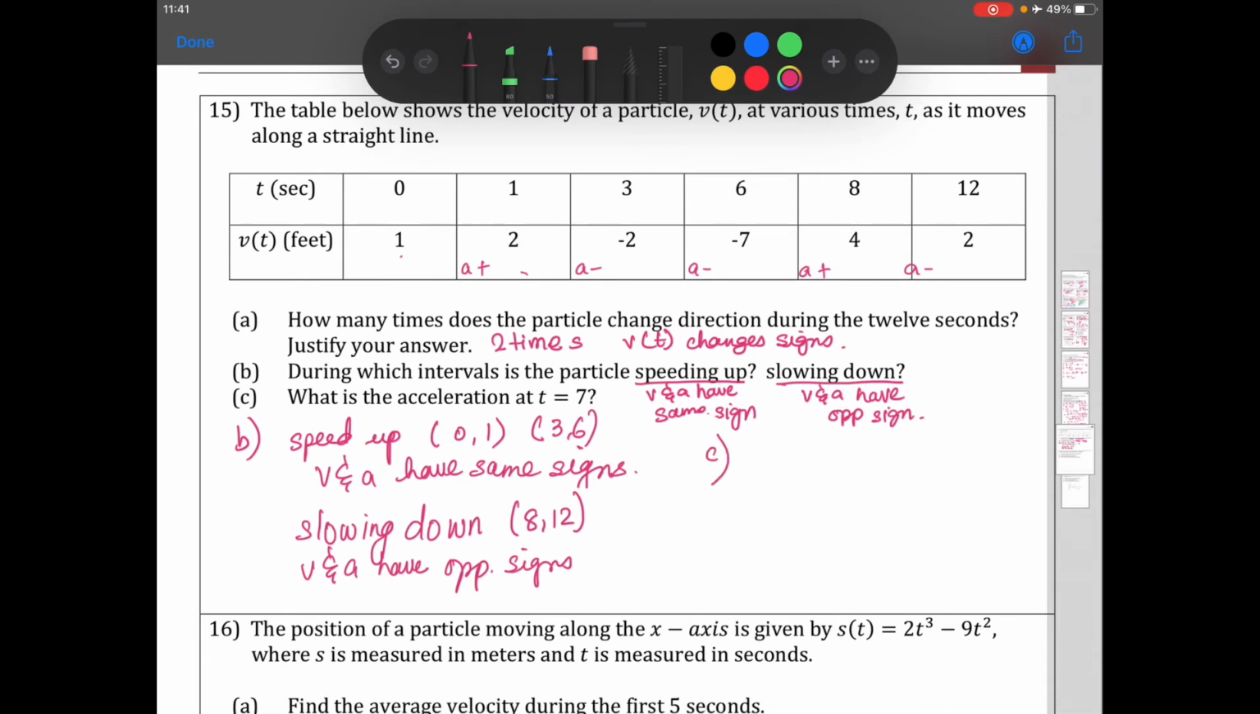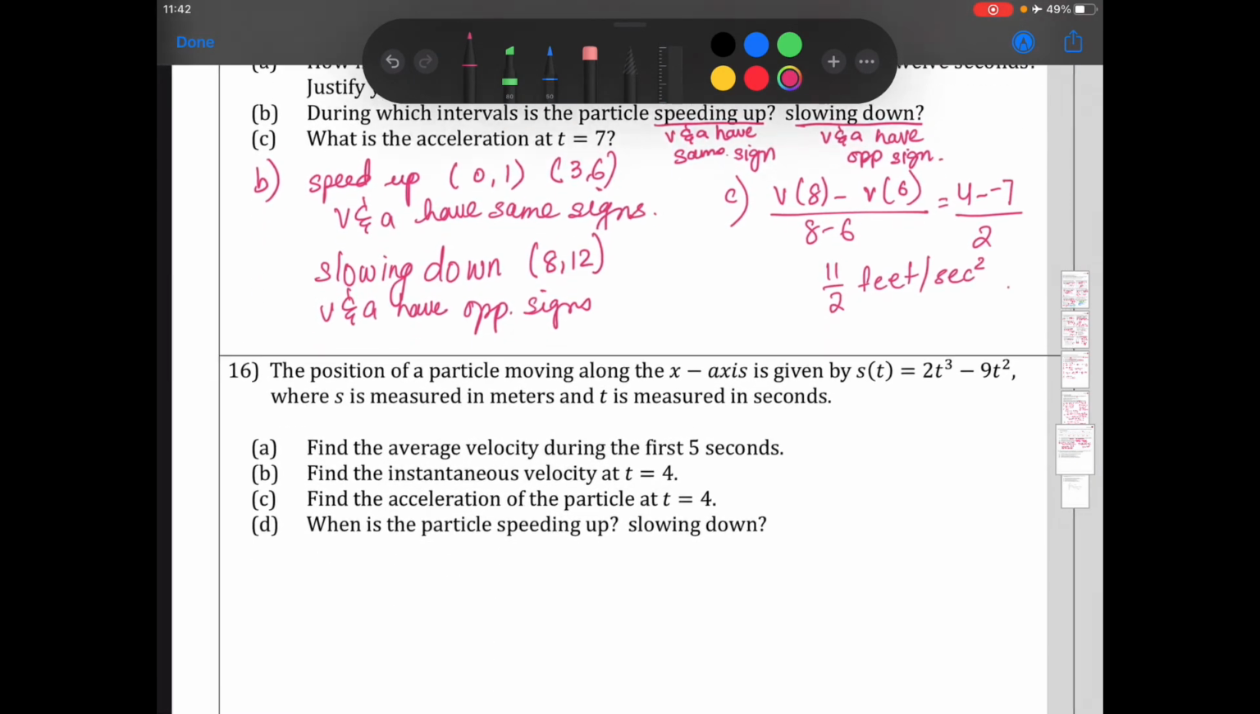Okay, part C. It's asking us to find what is the acceleration at t equals 7. So 7, if you look at the table, is not even there. It's right here, right? So we need to find the values that directly surround 7. So what we can do is V of 8 minus V of 6 over 8 minus 6. So V of 8 is 4 minus negative 7 over 2, which is 11 over 2 feet per second squared. So that's basically it.